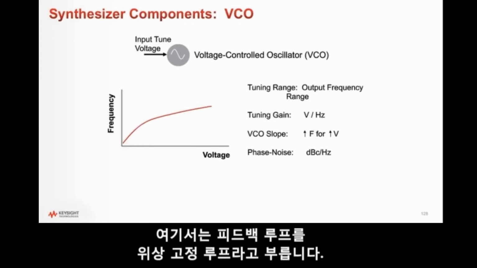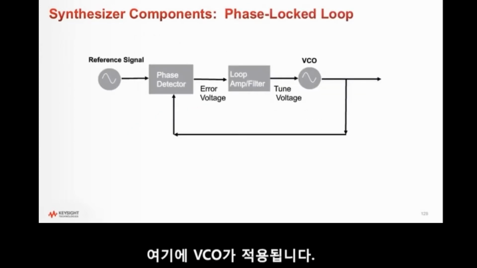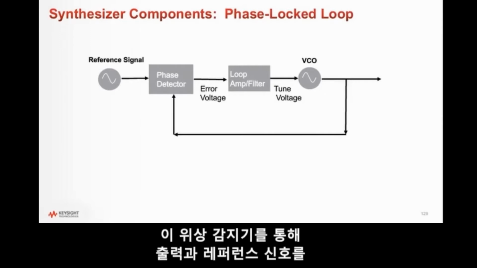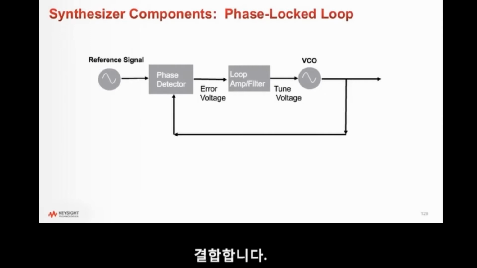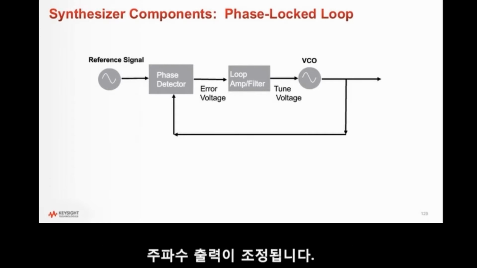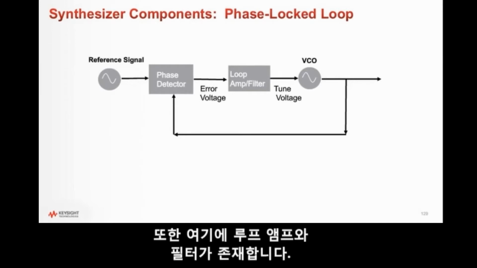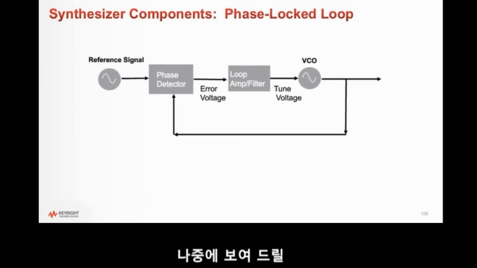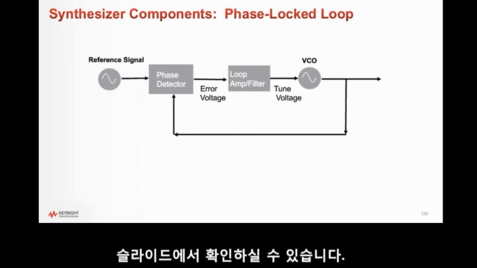So in this case, our feedback loop, we call that a phase lock loop. We've got our VCO in there. We take the output, we combine it with the reference signal through this phase detector. If they aren't locked perfectly together, we get some sort of error voltage, and that adjusts the tuning voltage, and that adjusts our frequency output. And that cycle loops back, feeds back on itself until we've stabilized, until we get the exact frequency that we need out of it. We've got one other thing in here, the loop amp and the filter, I just want to mention. Later on, this is going to show up in one of our slides.